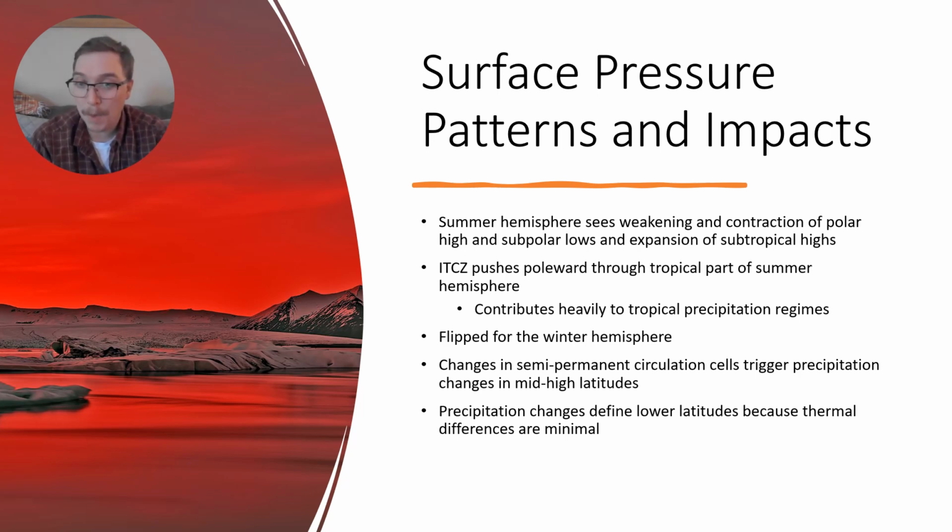Changes in that semi-permanent circulation cell trigger precipitation in the mid-latitudes. You get stronger thermal gradient, a lot more activity. And precipitation changes define the lower latitudes because thermal differences really are minimal. So wherever you're getting the most precipitation, that's kind of defining what is going on in the lower latitudes, really what time of year it is, where those dominant bands are from the intertropical convergence zone, because your thermal differences really aren't changing that much.